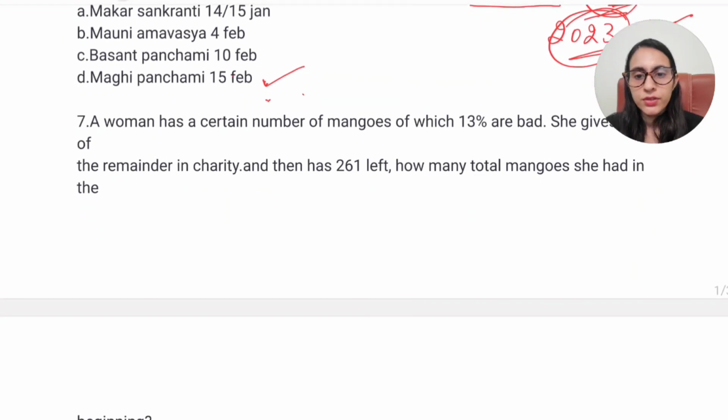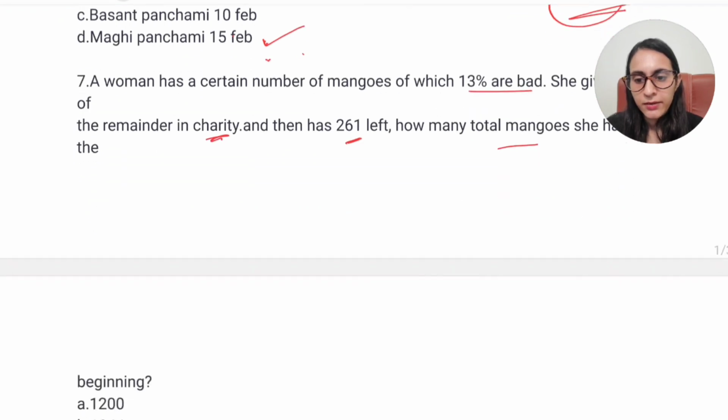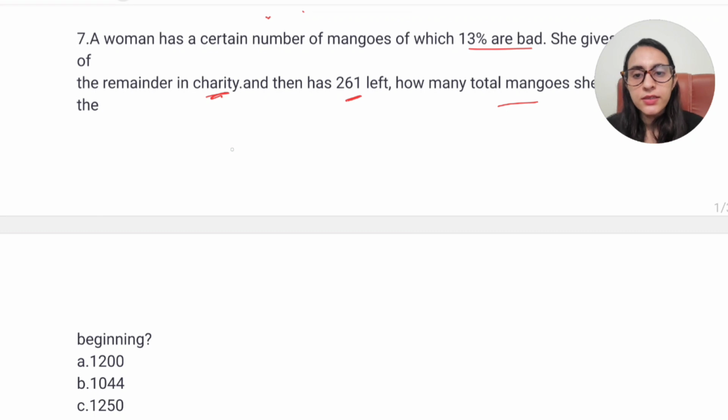So coming to the next question, a woman has a certain number of mangoes, out of which 13% are bad. She gives 75% of the remainder in charity, and then she's left with 261. How many total mangoes she had at the beginning? So if we solve this question, initial mangoes, the woman starts with a certain number of mangoes. We don't know how many mangoes yet. 13% of them are bad mangoes, right?